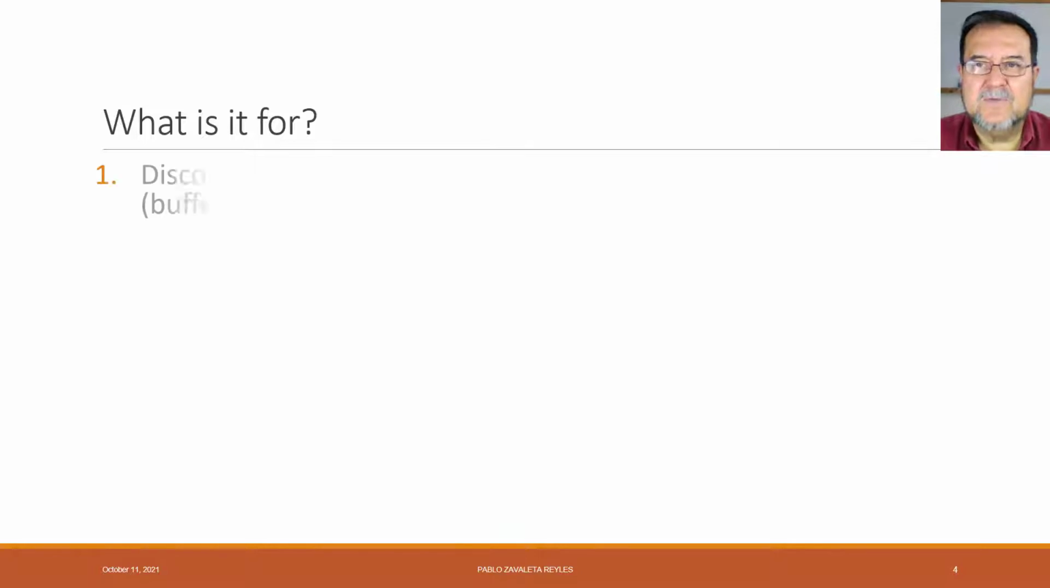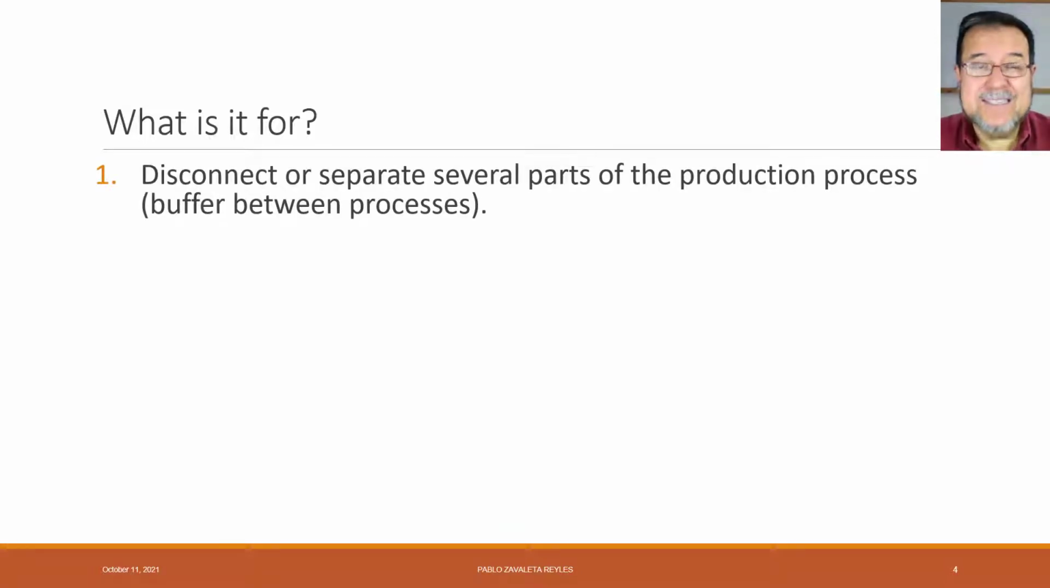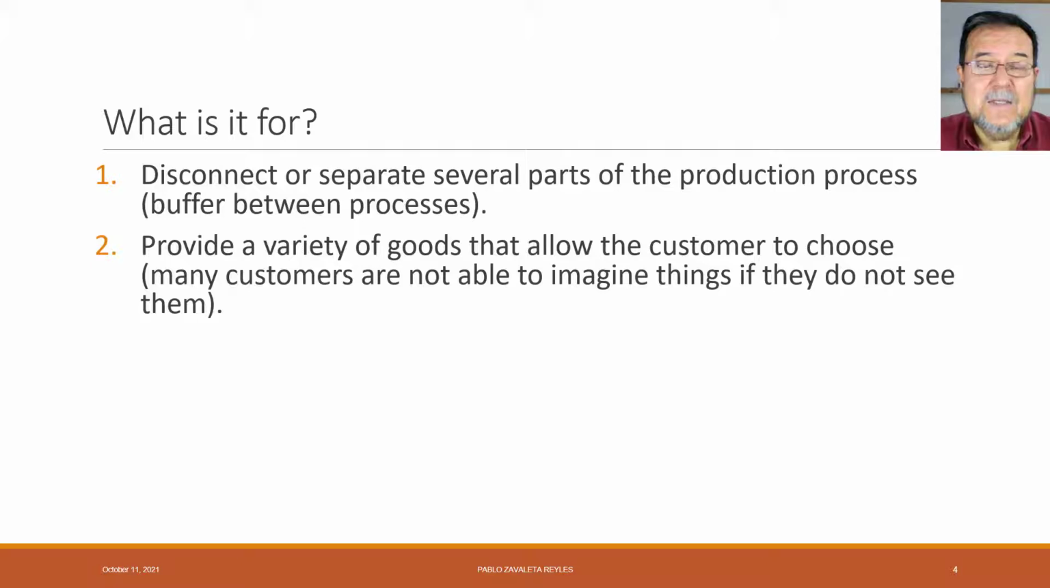What are inventories for? The first thing is to disconnect parts of the production process, that is, to act as a buffer between processes. Second is to provide a variety of goods that allow the customers to choose. Most of the customers are not able to imagine things if they don't see them. But also, not all customers want exactly the same stuff.